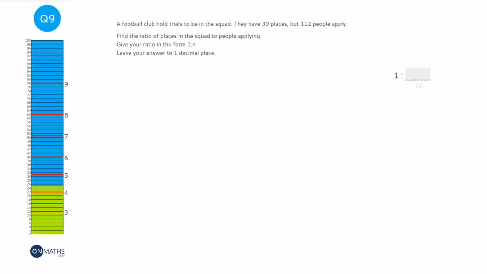In this question, we're asked to find a unit ratio, which just means that we've got one of the parts or one of the sides of the ratio as 1. So we've got to make sure we understand the question. So there's 30 places and 112 people applying, and it's asking for the ratio of places to people applying. Now this is quite lucky, because they're the same way around, but be careful, sometimes they'll ask for the ratio to be the other way around.